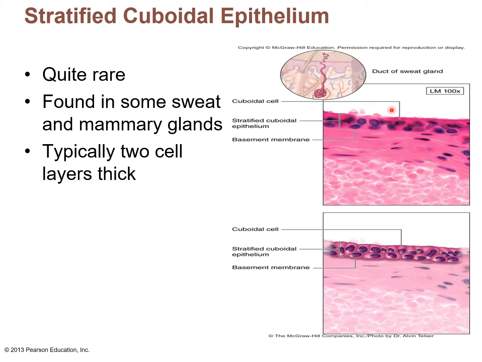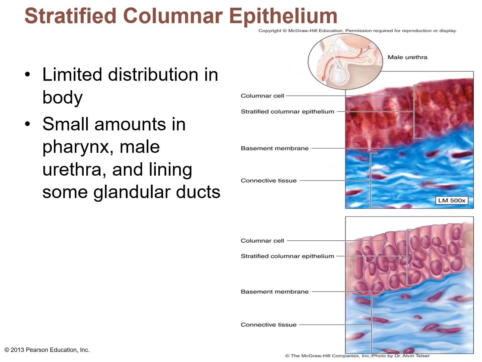So that would be the apical. One more time, that would be the basal. Underneath the basal you have the basement membrane, and then you have the connective tissue down here. This is a stratified columnar. So you can definitely see the multiple layers of cells. You can see that the cells kind of look elongated.